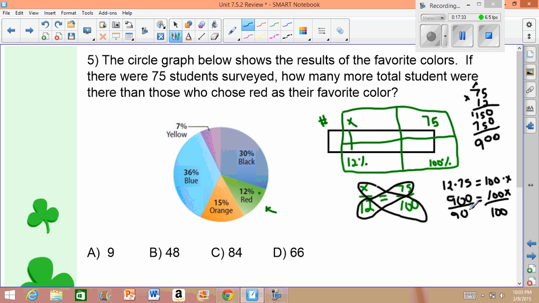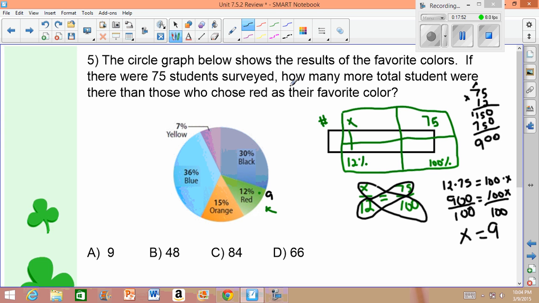So when I do that, when I divide 900 by 100, I get x equals 9. But that represents the number of people that chose red. So 9 out of the 75 people surveyed chose red.